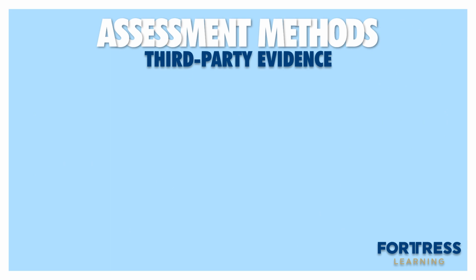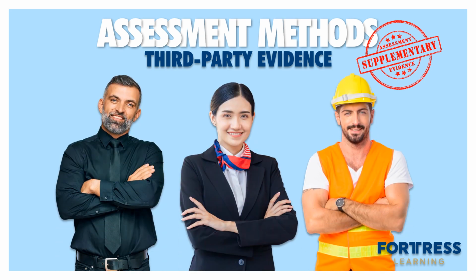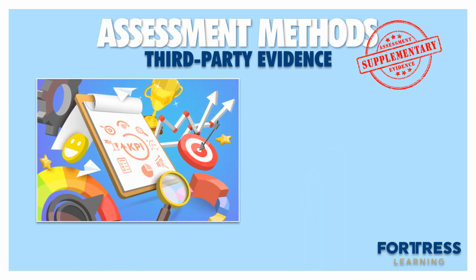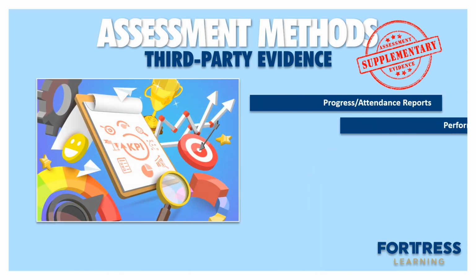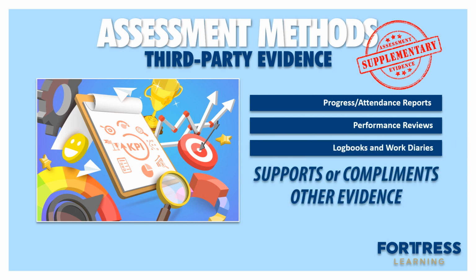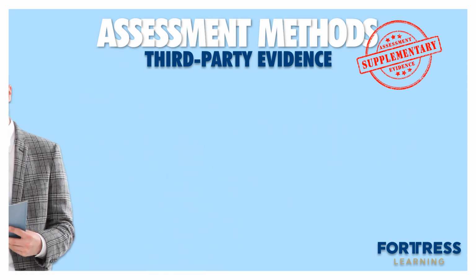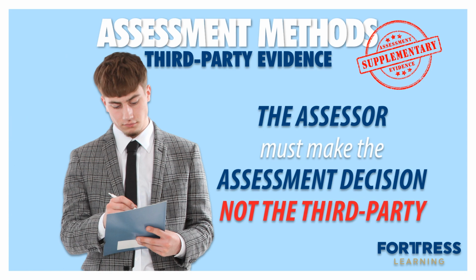The next method of assessment is third-party evidence. This method provides supplementary evidence from a person other than the actual assessor, such as a workplace supervisor, to support the assessment process. Third-party evidence may include things like progress reports, performance reviews, and logbooks that support or complement other evidence that's been gathered by the assessor. Third-party evidence should be used with caution, and it cannot be the exclusive method of assessment. It's still ultimately the role of the assessor to make a judgment about the candidate's competence.